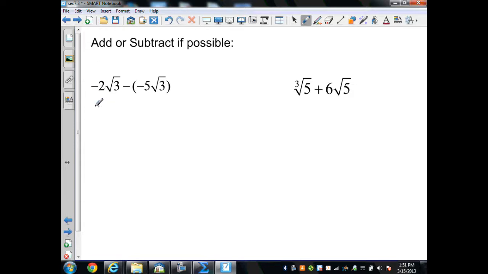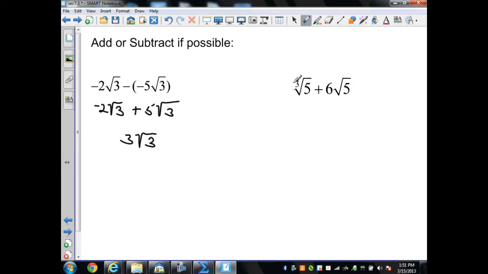Here I have a -2 square roots of 3. We know a double negative is going to give us a plus sign, 5 square roots of 3. Our index on both is 2. Our radicand is both 3. Therefore, I treat this like a 2x and a 5x. So I just add or subtract their coefficients. Here, -2 plus 5 is 3 square roots of 3. I do not change my radicand or my index.